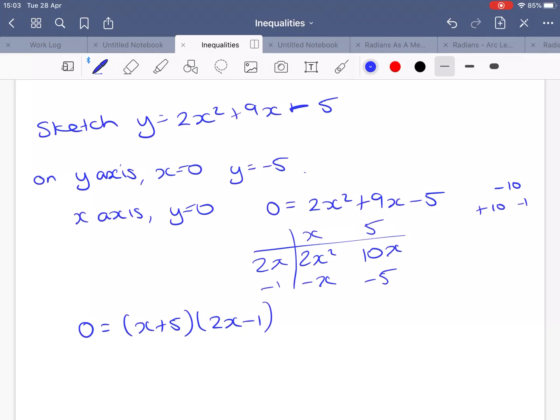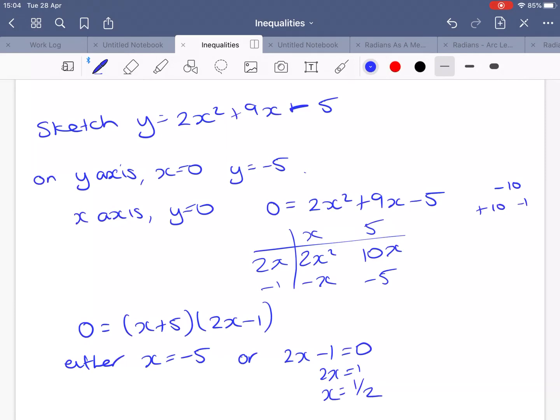So either of those brackets equals 0. So either x equals minus 5, or I'll do the other one a bit longer. 2x minus 1 has to equal 0 because the second bracket has to equal 0. So 2x must equal 1. So x must be a half.